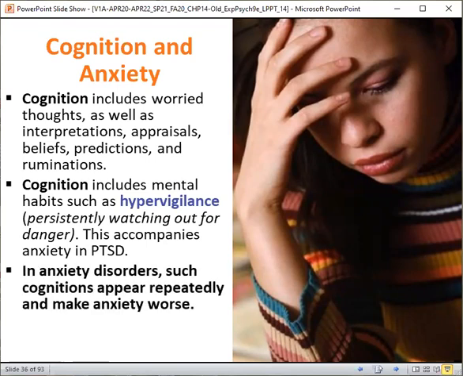All right. So, in anxiety disorders, cognitions appear repeatedly and make anxiety worse. So, cognition kicks in to make it worse as you are on red alert and you're always thinking about it, predicting the bad stuff is going to happen. It just causes this particularly very painful type of cycle that goes on.